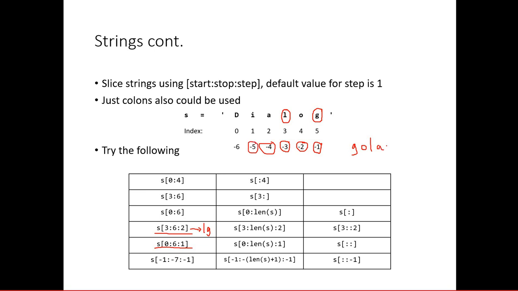Again minus 1, minus 5. You will get I. Right? And minus 6, D. X is minus 7. You know that minus 7 is not included. So you will get the other way around. So minus 1.